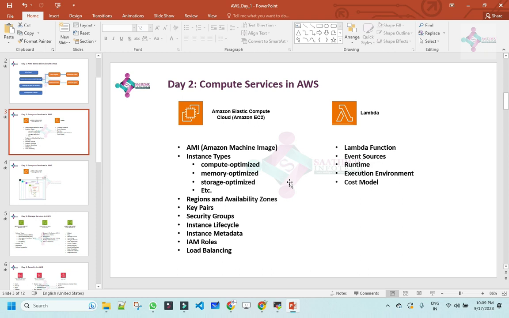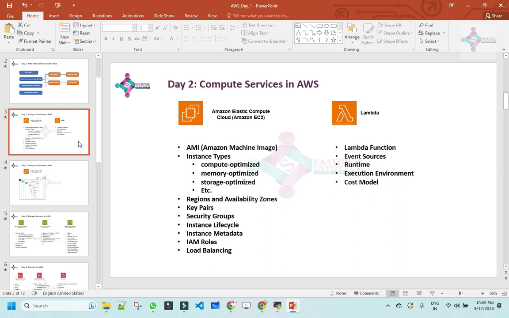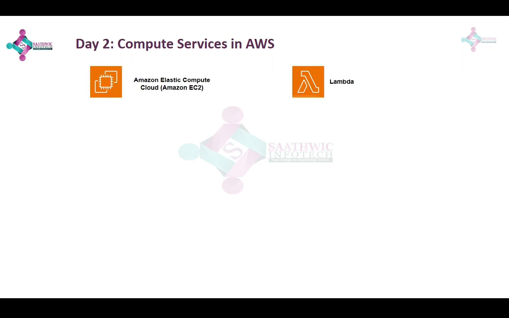In our earlier session, we have been seeing what is cloud and a few things about regions, availability zones, types of accounts, creating a free tier account, as well as how to log into your management console. As part of today's session, we are going to see what compute services are available in AWS. Basically, we are going to discuss the two main compute services available in AWS, which is nothing but EC2 and Lambda.